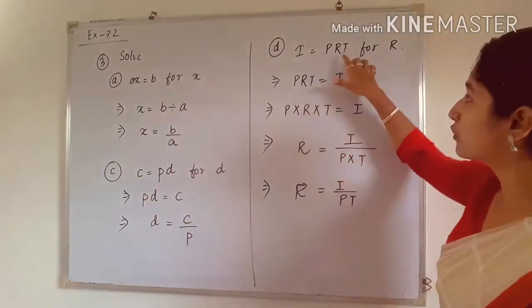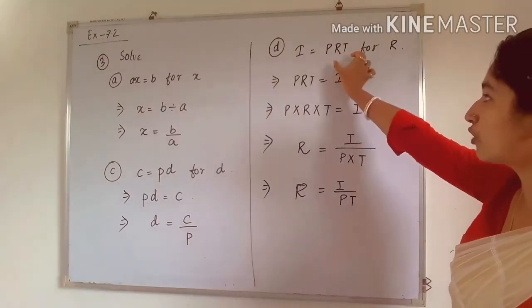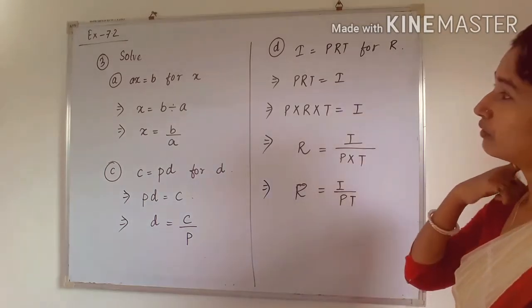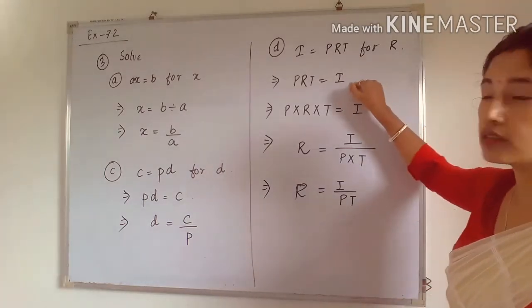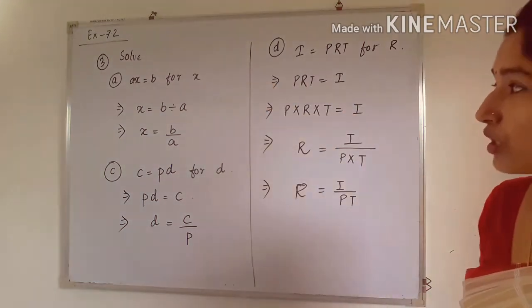Similarly, here also we have to find the value of r, but see, this is in right hand side, so first of all you have to interchange both the sides. Okay, so you have to do it in the first step only. This should be done in first step only. Okay, so come to question number A now.